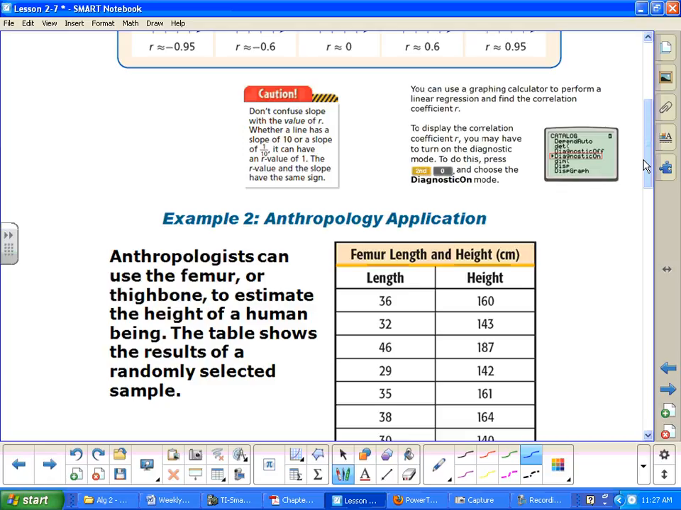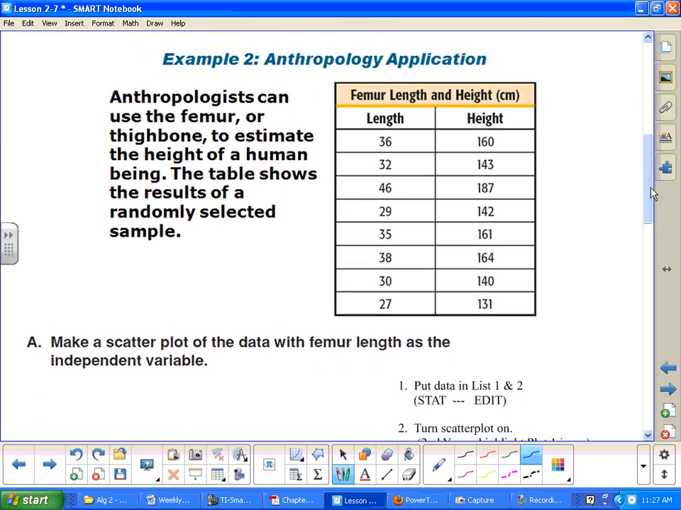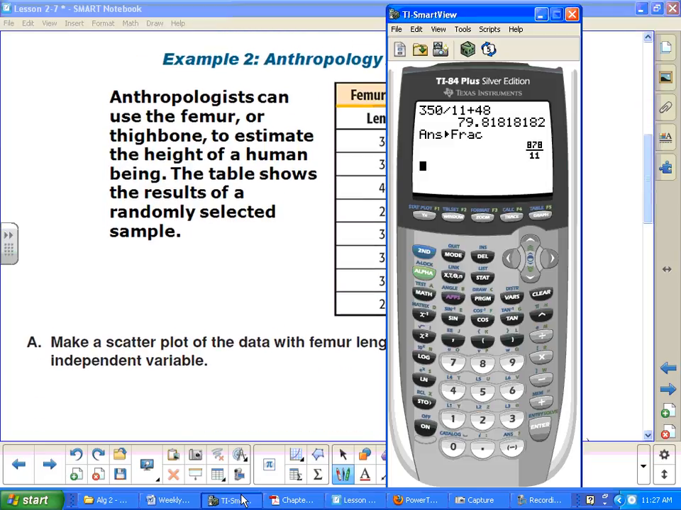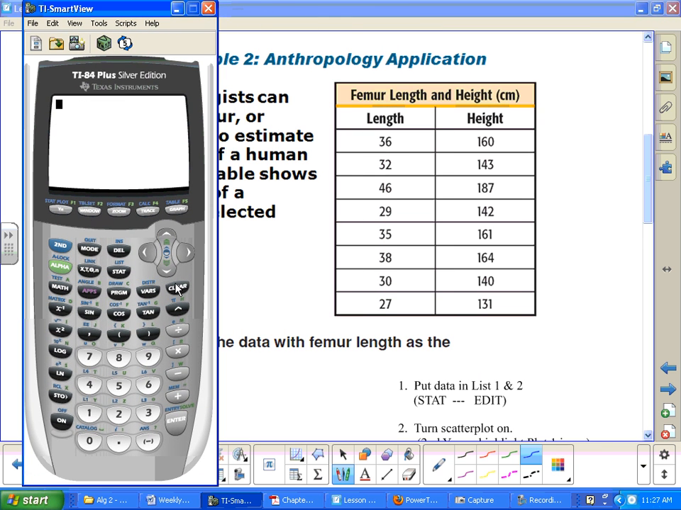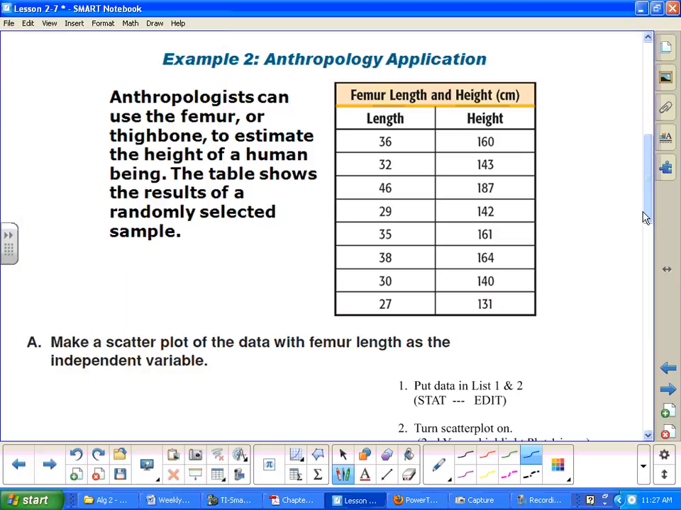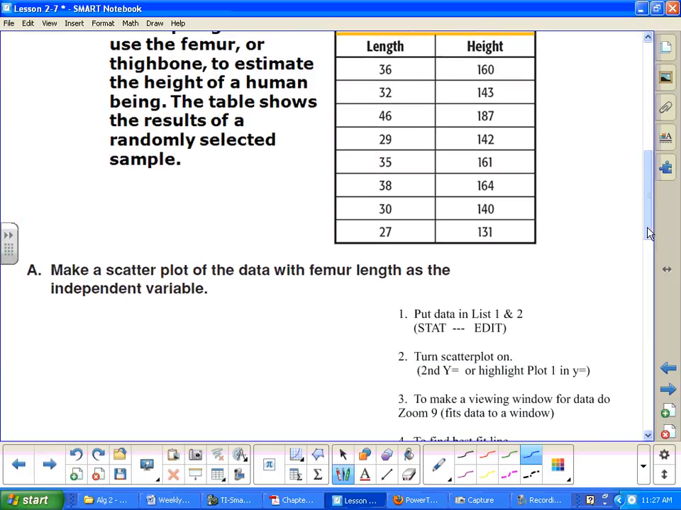So we're going to learn how to use our calculator to, 1, make a scatter plot, and 2, find the equation of a line, the best fit line for a set of data. So with your calculator, first of all, we're going to look at putting it in our list. So we want to put our data in a list. So to access your lists, first of all, we go to Stat and then over to Edit.